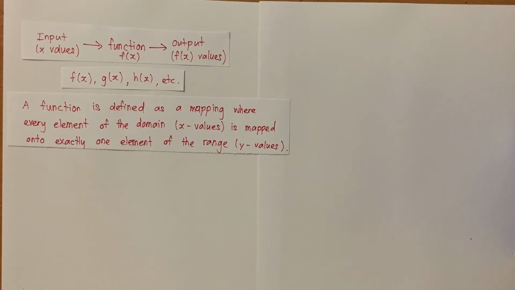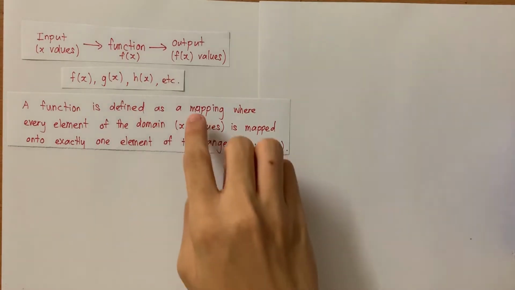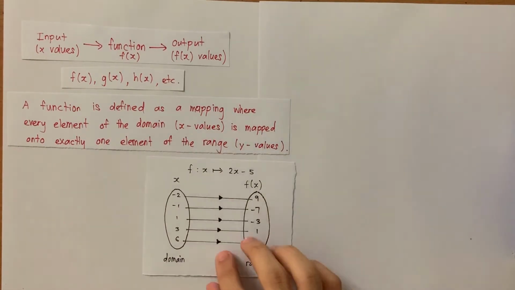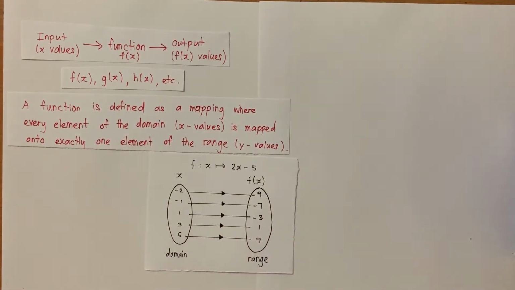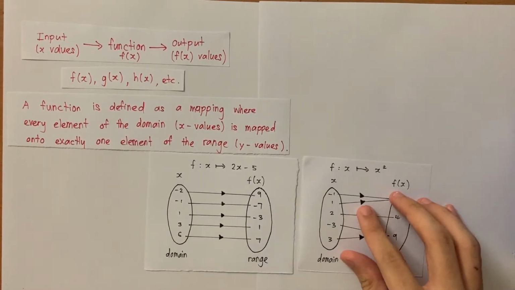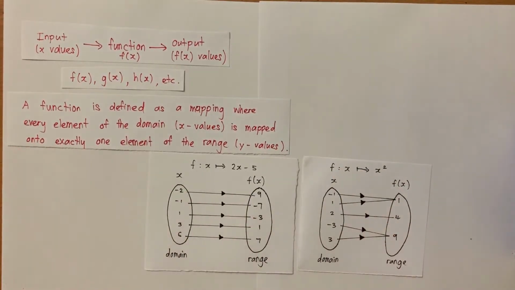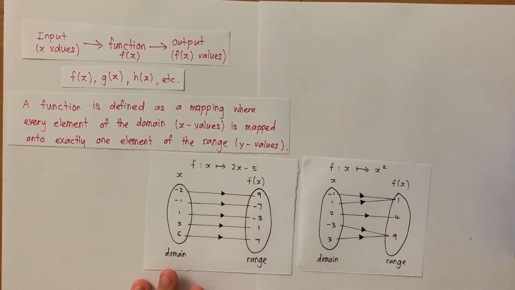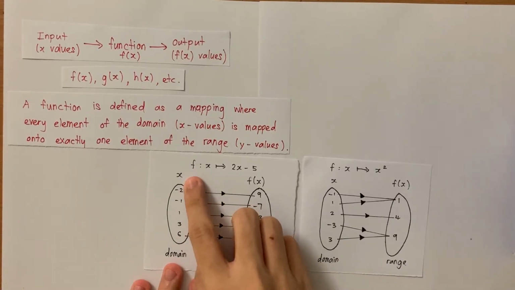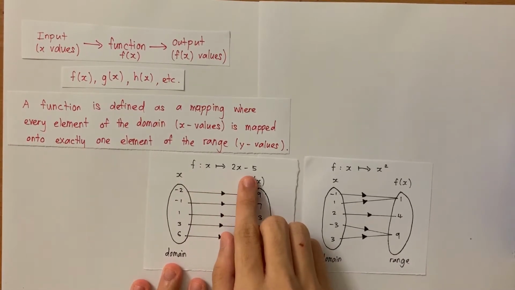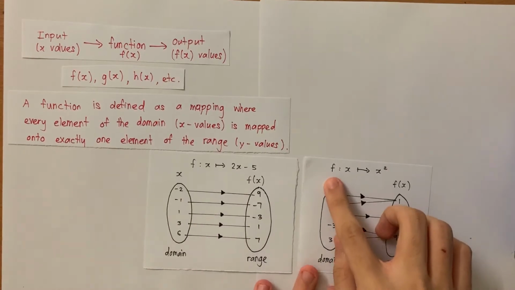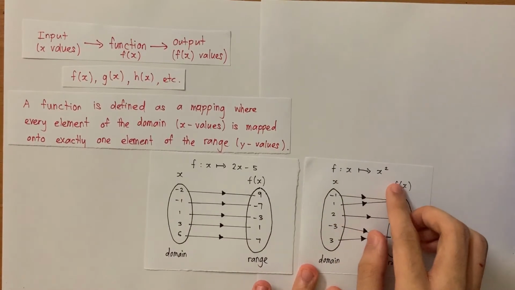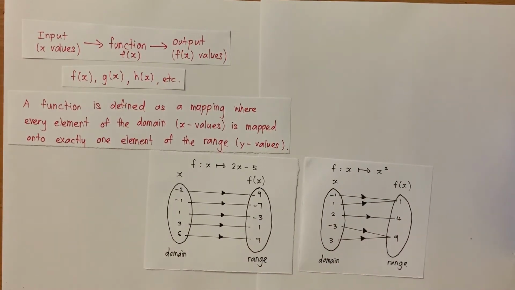So what does it mean? Now I'm going to show you what is a mapping. This is an example of a mapping. This is another example of a mapping. The whole diagram is a type of mapping. By the way, this is another way of writing a function. It means f maps x onto 2x minus 5. In this case, f maps x onto x squared. Yeah, it's another way of writing functions.